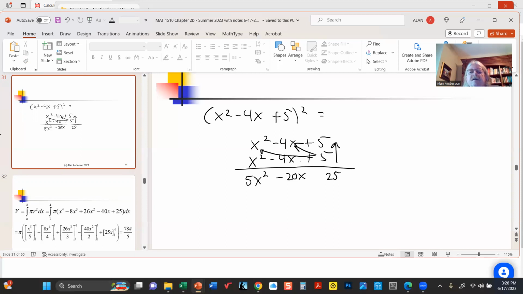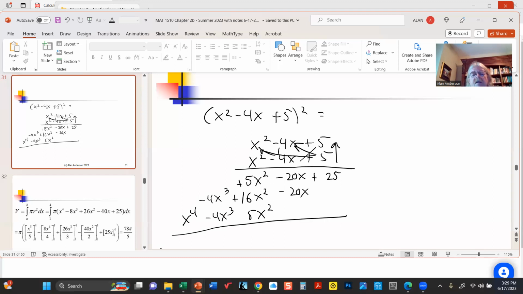Now it's going to get a little messy, but minus 20x plus 16x squared minus 4x cubed. And then the x squared gets multiplied by all three of these, so we'll have 5x squared minus 4x cubed. And then at the end, we'll have x to the fourth. Now they're all lined up. So I'll have x to the fourth minus 8x cubed plus 26x squared minus 40x plus 25.